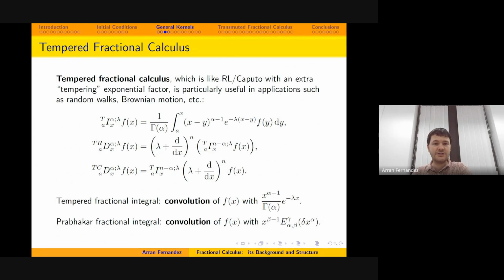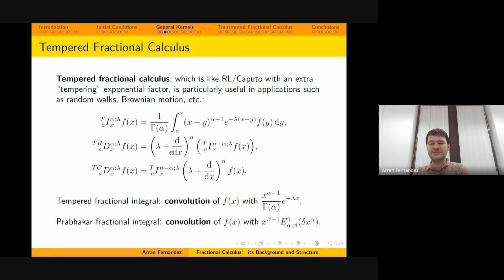Tempered fractional calculus. This is something with a lot of applications. It's basically the same as Riemann-Liouville, but with an extra exponential factor, which you think of as tempering the growth. This is particularly useful in random walks, Brownian motion, kind of stochastic applications. It's used a lot in that community. Here is the tempered fractional integral, tempered fractional derivatives. Notice the lambda plus d by dx here. We're taking nth powers instead of just d by dx to the power n.